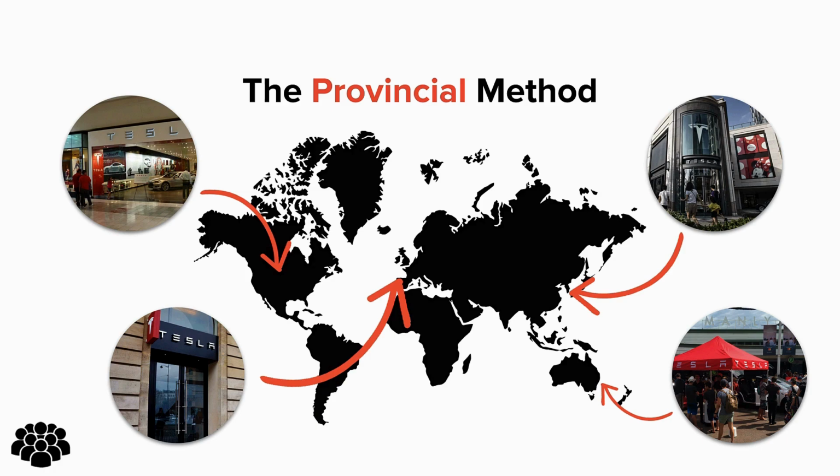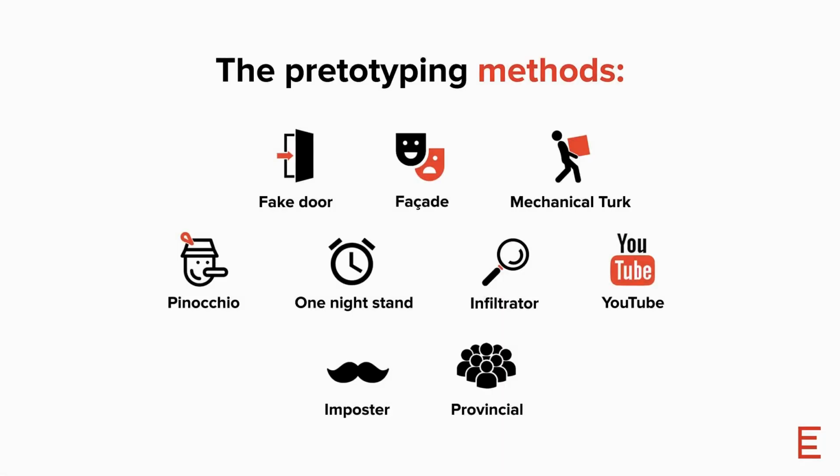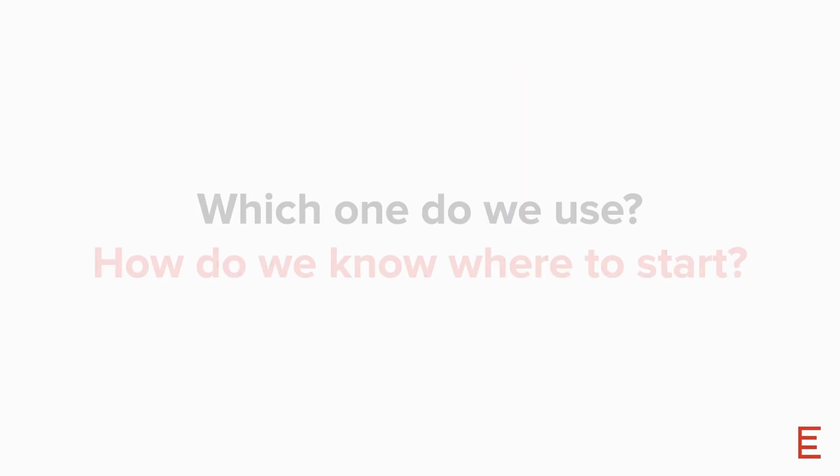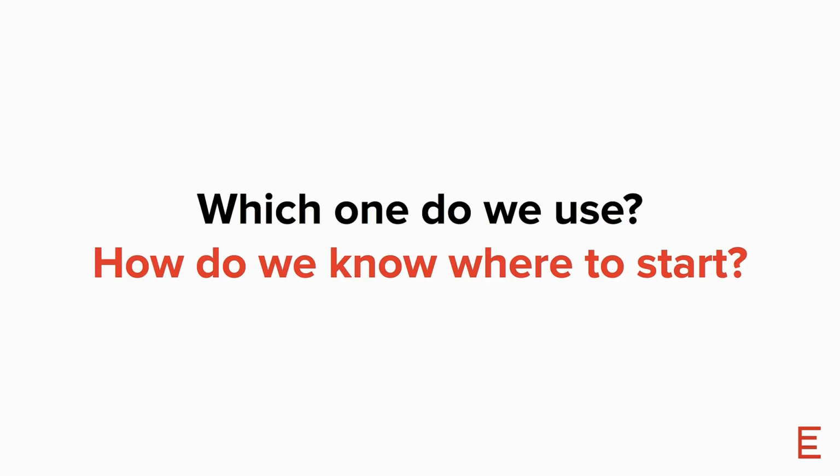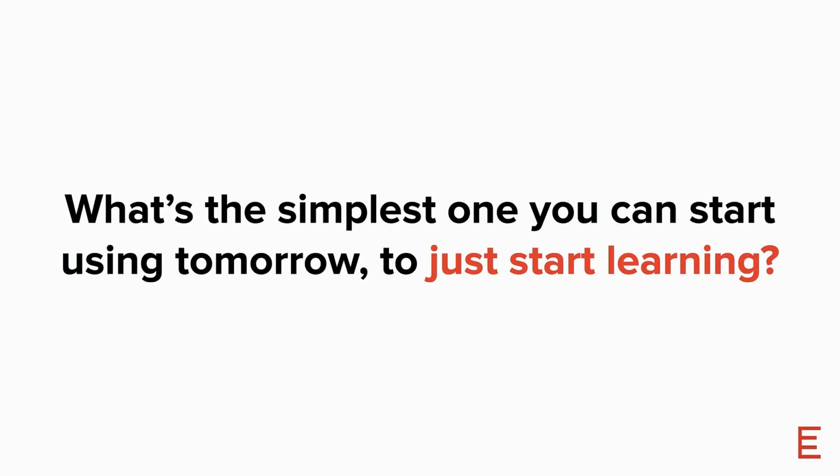When you go into new markets, you have to spend some time and effort really figuring out how people engage with your product, and in this case, the provincial model works really well. So those are the 9 prototyping methods. Now the next question I'm always asked is, which one do I use? How do we know which one to start with? And the answer is always, what is the simplest one you can start using tomorrow morning to just start learning? Mostly this first experiment fails, and that's okay. But how do we run the simplest one?